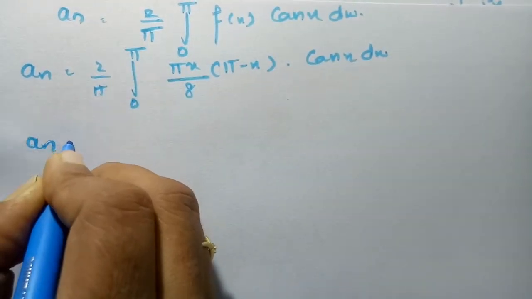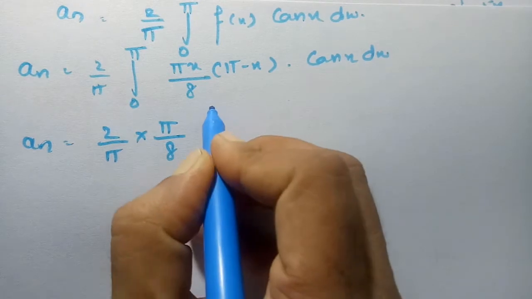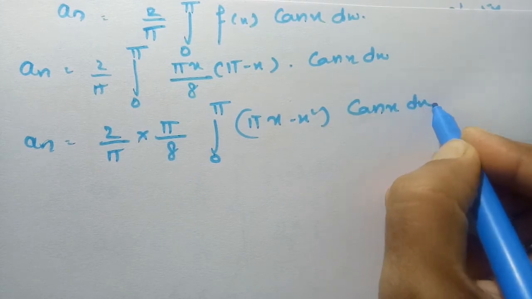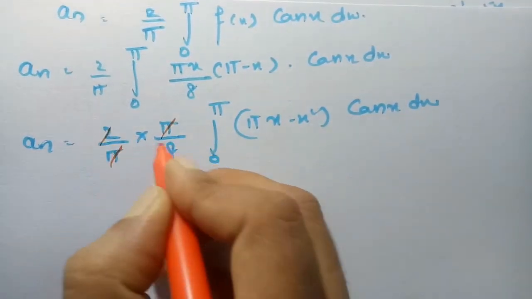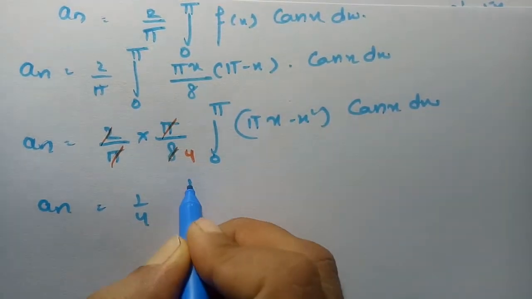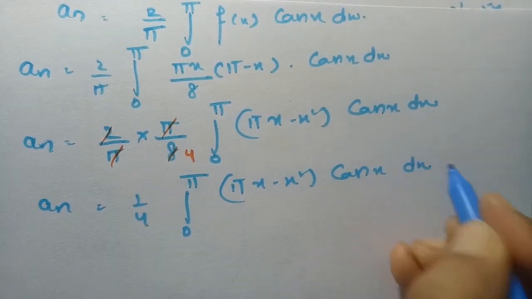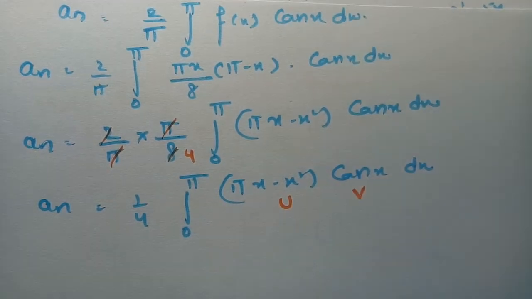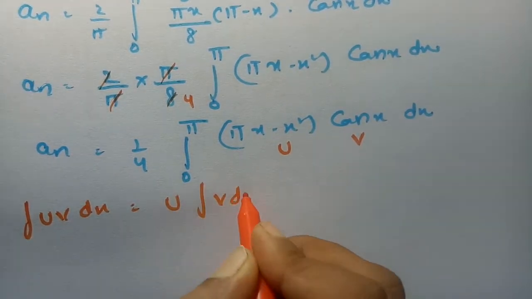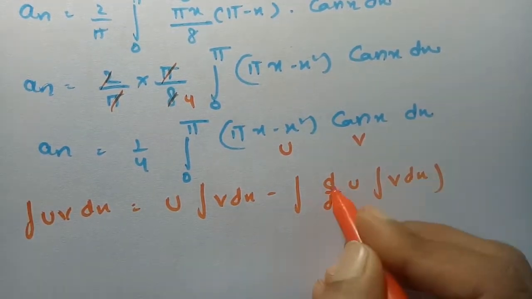For this, an is equal to 2 by pi and I have to bring pi by 8 outside, integral 0 to pi, this will be (pi x minus x square) into cos nx into dx. Again I can cancel these 2 and 2 with 4 times. So an value will be 1 by 4 times of integral 0 to pi (pi x minus x square) into cos nx into dx. So this is integration by parts. So integral uv dx is nothing but u we have to leave, v we have to integrate, minus integral of d by dx of u times integral v dx, whole dx.